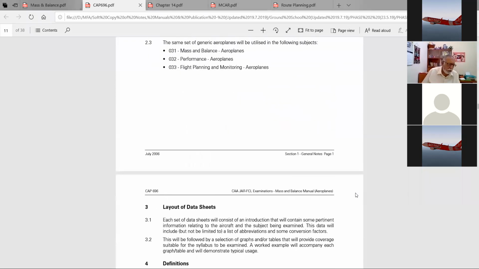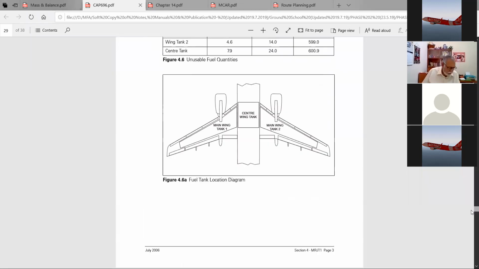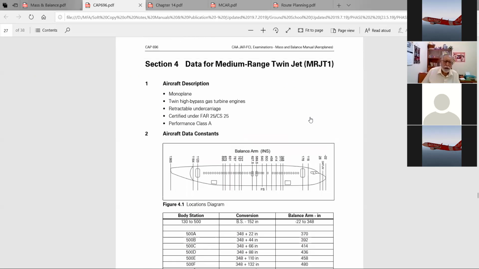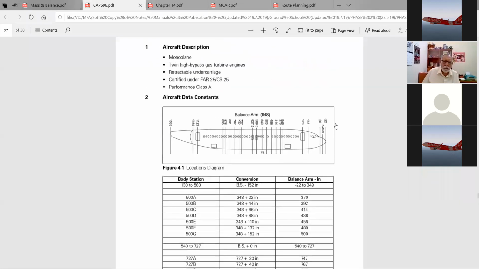No. Section 4, chapter MRJT. Section 4, page 1 MRJT. A little more. Yes, this is figure 4.1. Okay. Very good. Now we'll study these two figures.